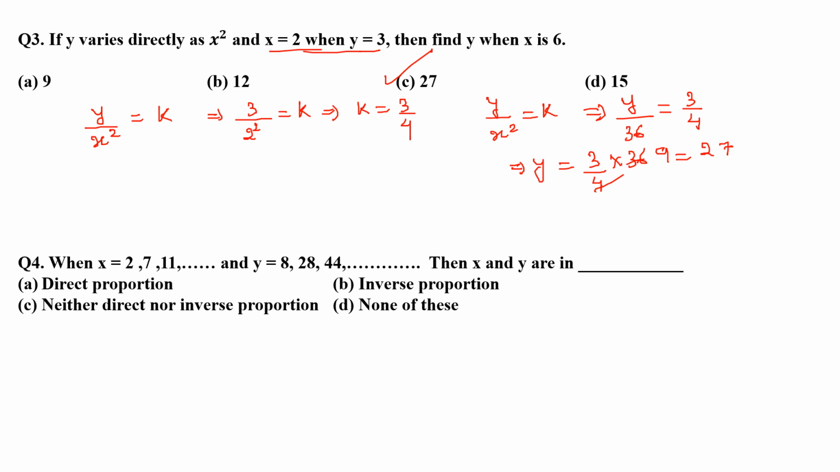So first I will take the value of x as 2 and y as 8. If I reduce it, I will get 1 by 4. Next I am going to take my value of x as 7 and the value of y as 28. Again 7 times 1, 7 times 4. Next I am going to take my value of x as 11 and y as 44. Again 11 times 1, 11 times 4. So from here I can see that my x by y is constant throughout. So I can say the correct option is option A. They are in direct proportion.